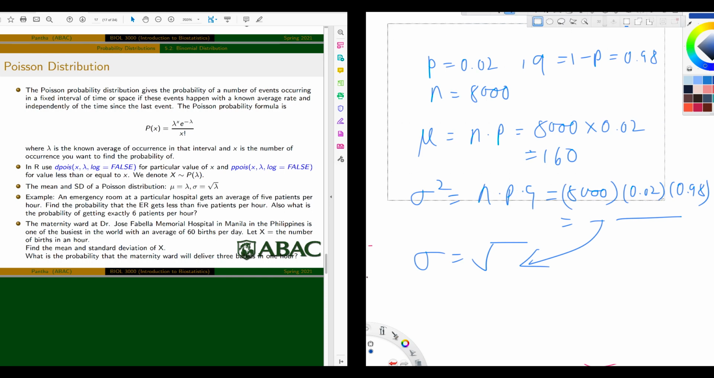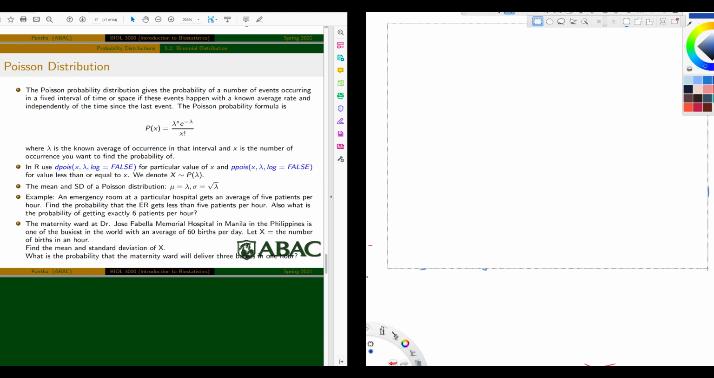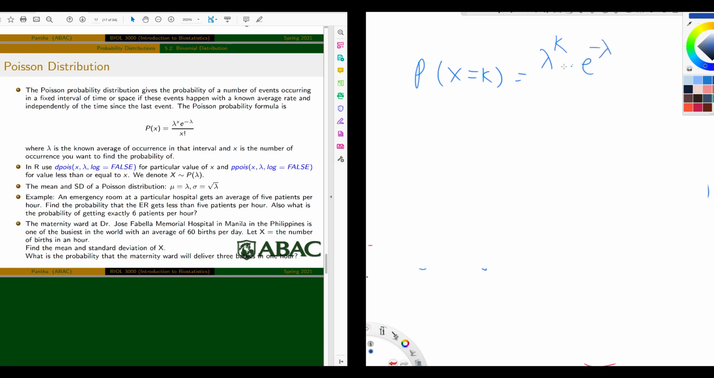The Poisson probability distribution has a slightly different formula. The formula is this. Actually, I missed that X equals k here, or lambda here. So the formula is: the probability of X equals k is equal to lambda to the k times e to the negative lambda, over k factorial. This is the formula where lambda is the mean or average.